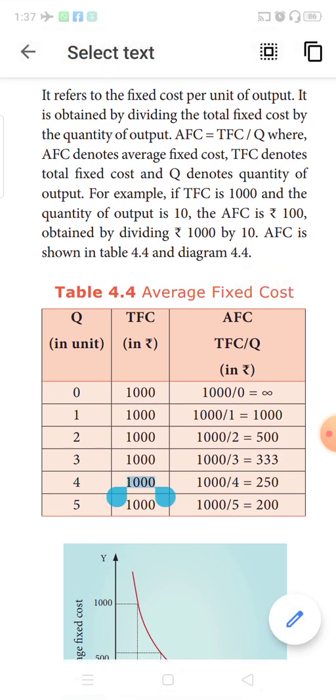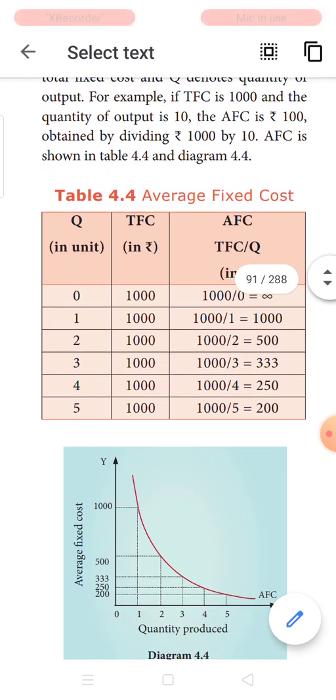According to the same example, if total fixed cost, what have we taken here? 1000 is the fixed cost that we have taken. For example, if the output produced is 10, then what is the average fixed cost? TFC is 1000, Q is 10, 1000 divided by 10 is 100. Very simple. The same thing you can find for 20 also. If total units of output produced is 20, TFC is 1000, divided by Q, 20. 1000 divided by 20 is 50. 50 will be the AFC.